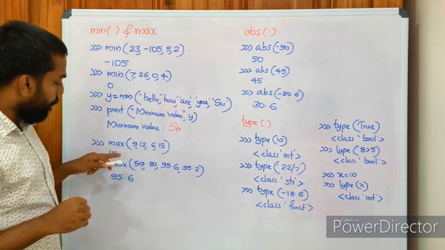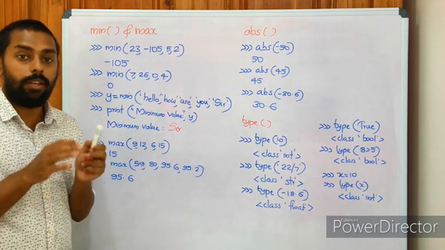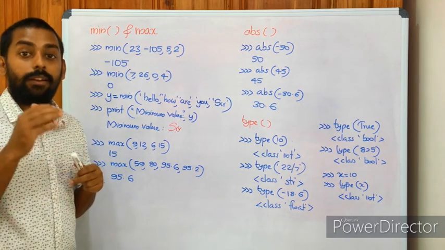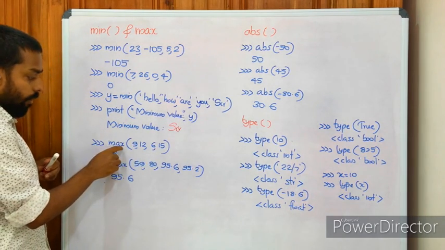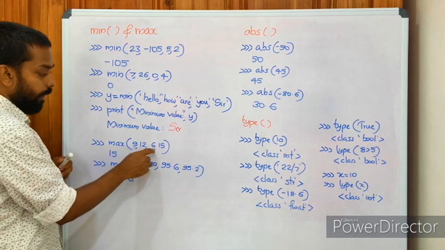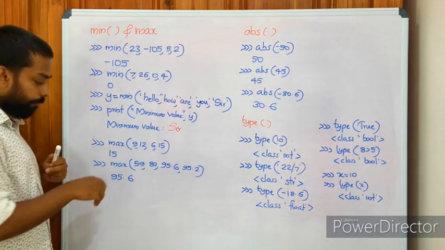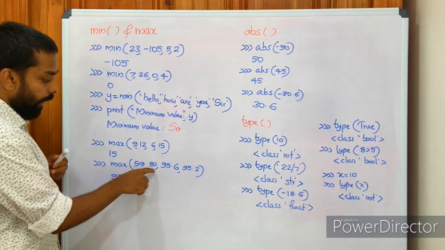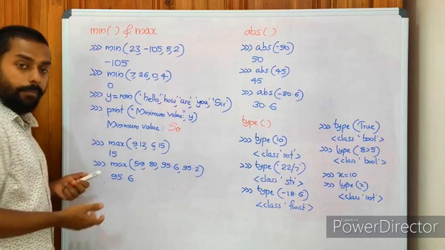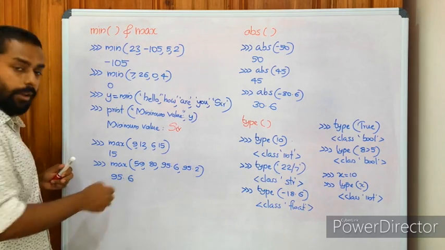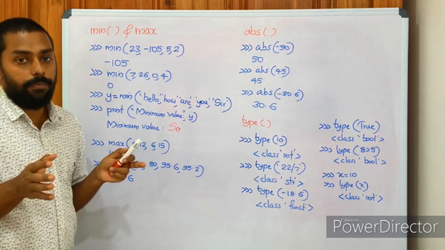Then we have the function max. We know the max function also takes two or more arguments and returns the largest. We have two statements here: max of 9, 12, 6, 15. The largest one is 15. Then max of 59, 80, 95.6, 95.2. And the largest is 95.6. We know we can apply min and max for all types of data.